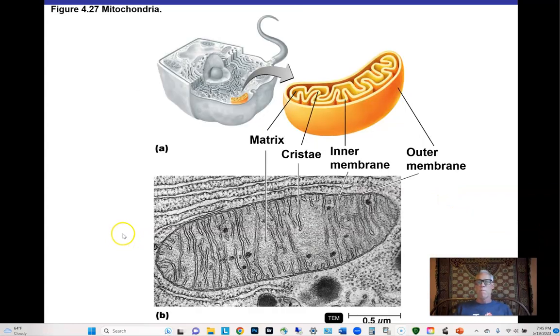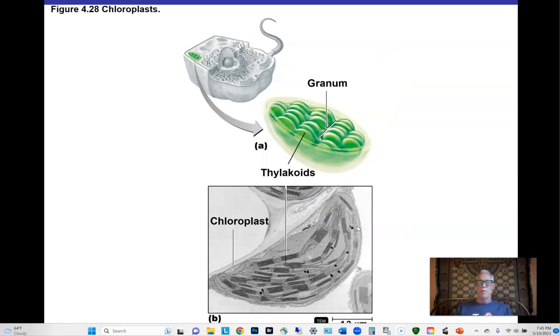So here's a mitochondrion. And a mitochondrion has two membranes. It has an outer membrane. Then an inner membrane is kind of folded in on itself to produce all these funny looking little zigzags in here. And again, that's the place where the ATP is being produced in the cell.